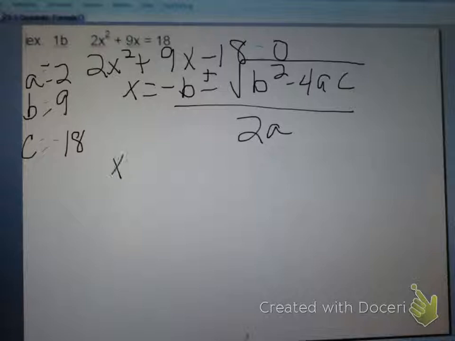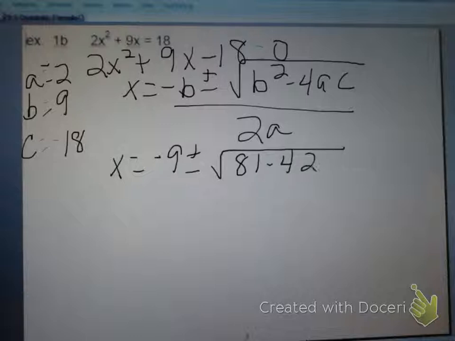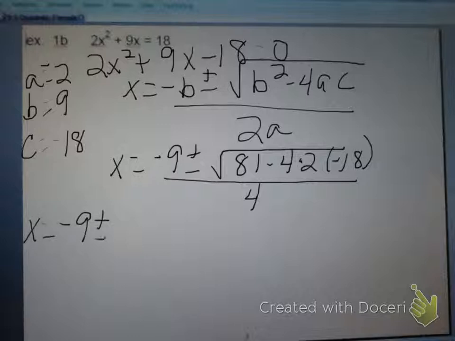Okay, so x is equal to negative 9 plus or minus the square root of 81 minus 4 times 2 times a negative 18. So I'm going to put that in parentheses. All over 2 times 2, which is 4, because a is 2. So now I'm going to recopy x equals negative 9 plus or minus the square root of 81.